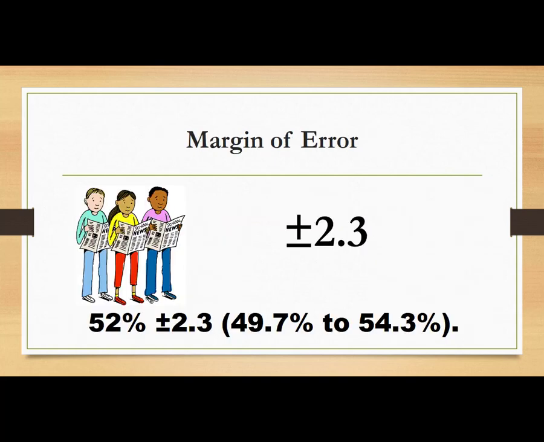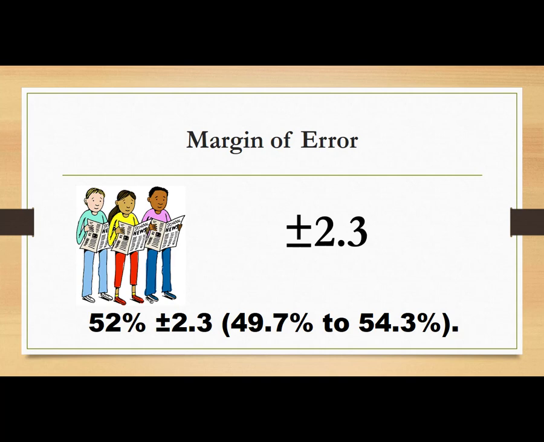Okay, margin of error. Say a newspaper reports that 52% of the respondents in a national poll believed the economy was improving. So 52% of people who were questioned and surveyed said the economy was improving. You'll often see a footnote in the poll indicating the margin of error was plus or minus 2.3. This means the pollster was confident that the true percentage for the whole population, not just the sample, was within 2.3 percentage points of 52%. So between 49.7 and 54.3.